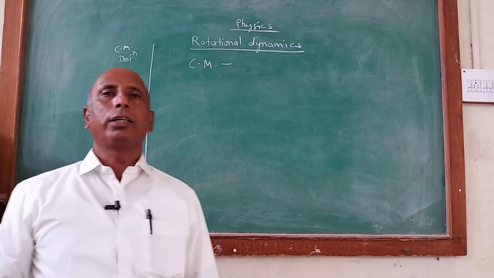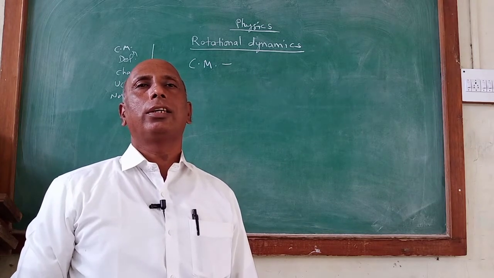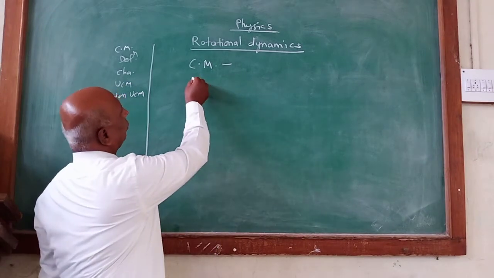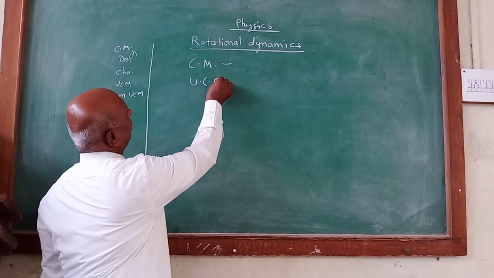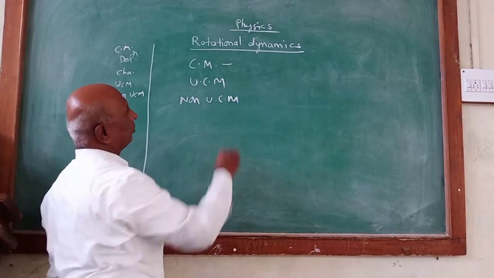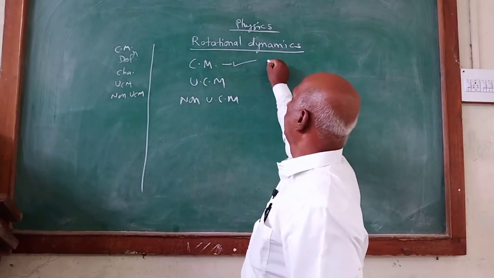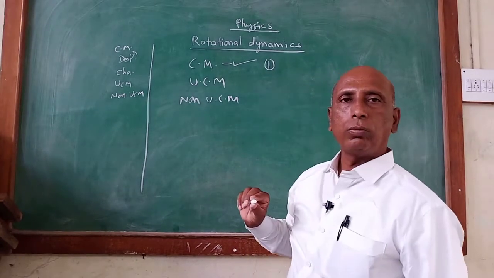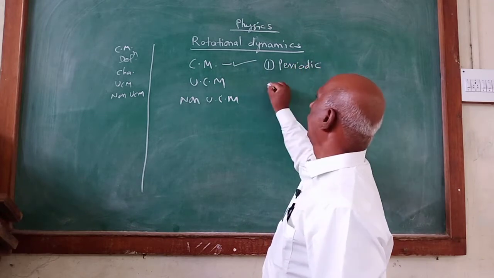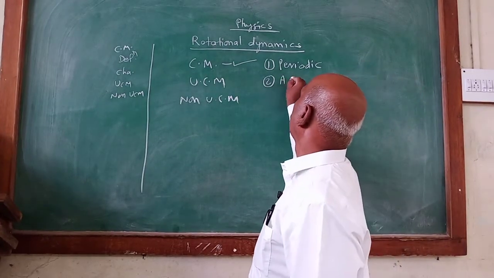The motion of a particle along the circumference of a circle is called circular motion. In circular motion, there are two types: uniform circular motion and non-uniform circular motion. Now first we see what are the characteristics of circular motion. First, circular motion is periodic motion, and second, circular motion is accelerated motion.